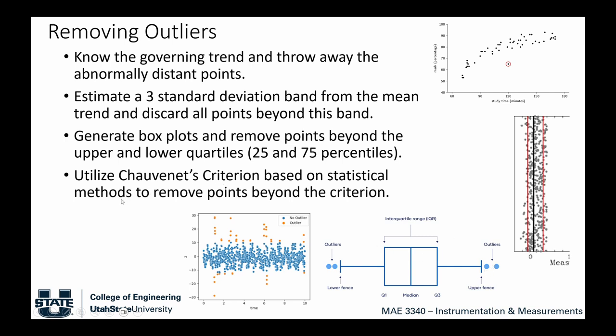Or the way that we have chosen to discuss in this class is Chauvenet's criterion, based on statistical methods to remove points beyond the criteria. So Chauvenet came up with a criteria that says we will statistically determine a point where anything beyond that point or that bound, we are going to assume that is an outlier. So we're going to step through Chauvenet's criteria today.